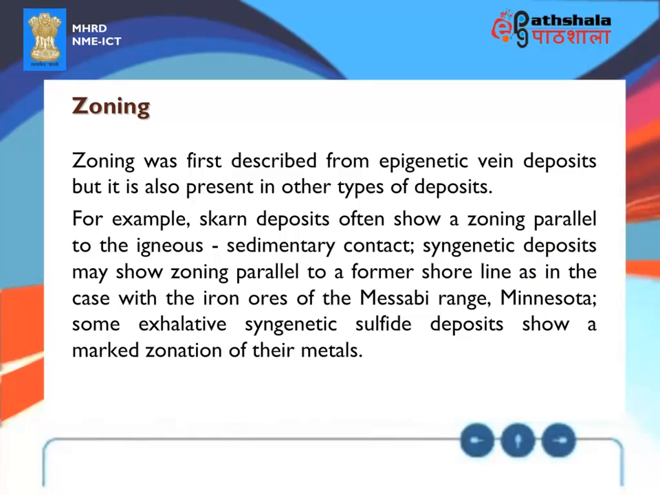Zoning was first described from epigenetic vein deposits, but it is also present in other types of deposits. For example, skarn deposits often show a zoning parallel to the igneous-sedimentary contact. Syngenetic deposits may show zoning parallel to a former shoreline, as in the case with the iron ores of the Mesabi Range, Minnesota. Some exhalative syngenetic sulfide deposits show a marked zonation of their metals.